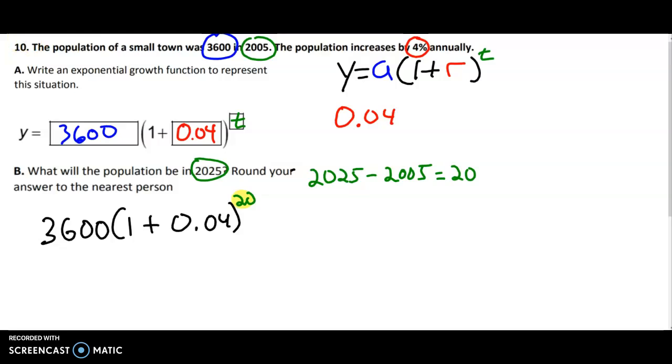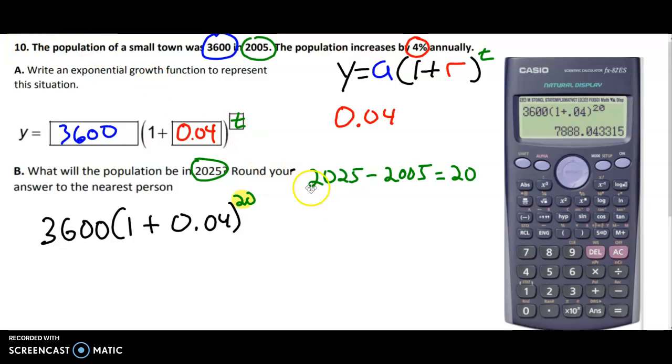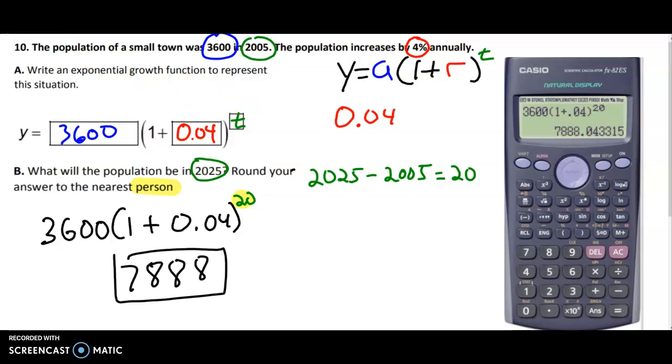All right, and finally I'm going to go ahead and type in the calculator like so. And again, this is rounded to the nearest person. So this is 0.0. We're going to round down. 7,888. And that's it. That is using growth and decay formulas. Keep in mind, you want to look for those keywords. And if it's a decay word, use the minus and not the plus. Okay, but everything else stays the same.